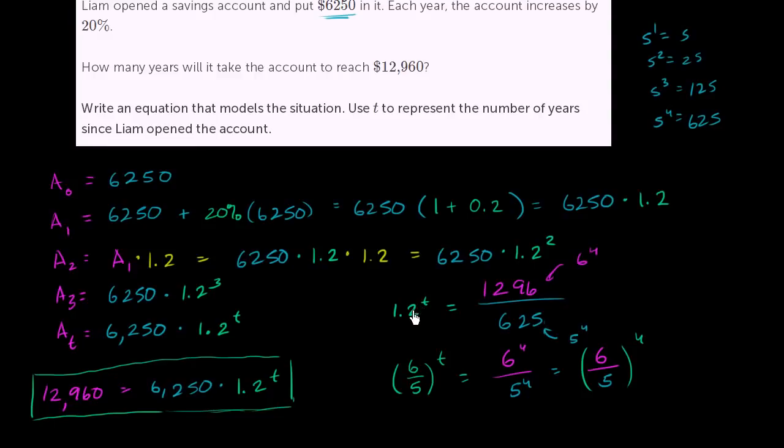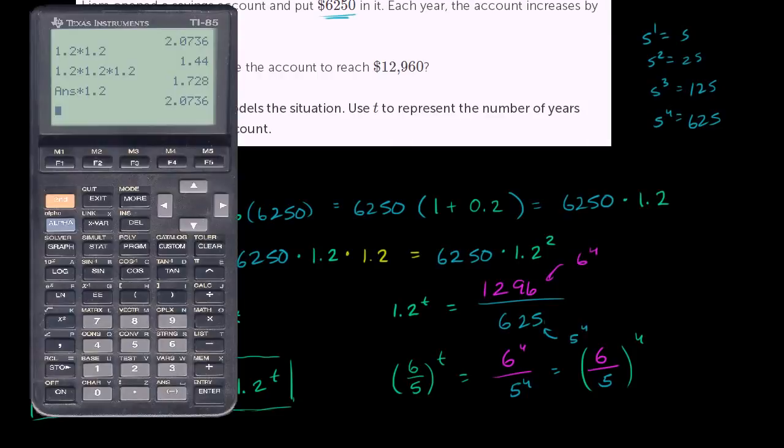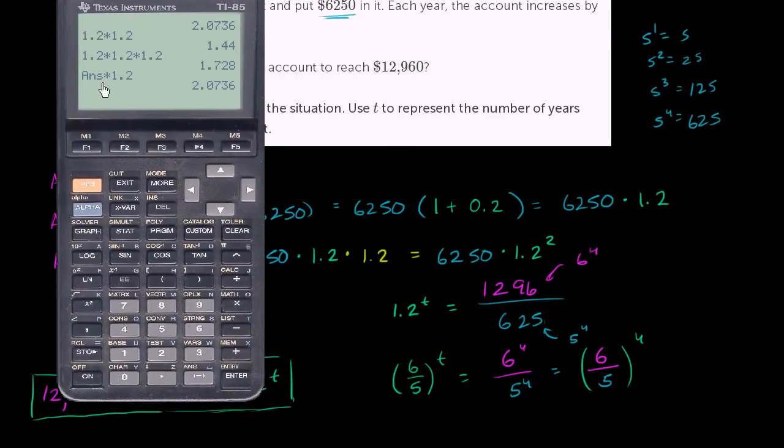But if you just want to figure out 1.2 to what power is equal to this thing, what you do, and we prove this in other videos, is take the thing that we want 1.2 to some power to be, and take the logarithm of that. You could take a logarithm of any base. Your calculator tends to have a natural log, which is base e, and a log base 10. We could just take log base 10. So we'll take the logarithm of what we want to get to, 2.0736, and divide that by the logarithm of 1.2, the thing that we're trying to take the power of.